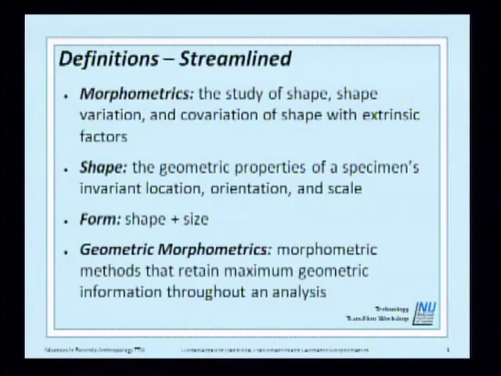The shape, again, is the geometric properties of a specimen, invariant to location, orientation, and scale. And I know I keep harping on this, but this is one of the main key points. And then form is both your shape and your size together. And again, maximum geometric information is what geometric morphometrics is doing. And this is why it's a different process that we're using in 3D-ID.